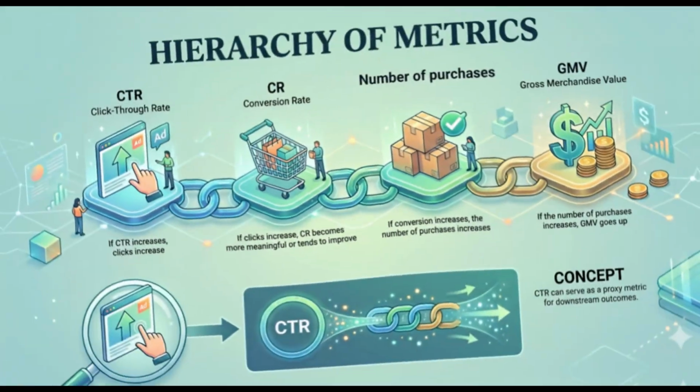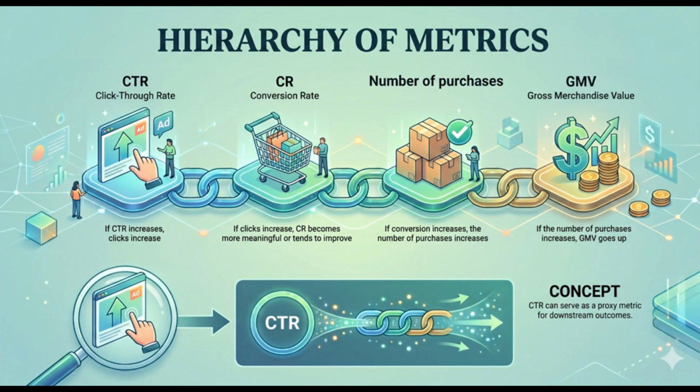And this is exactly the concept of hierarchy of metrics, meaning, if CTR increases, clicks increase. If clicks increase, CR, conversion rate, becomes more meaningful or tends to improve. If conversion increases, the number of purchases increases. If the number of purchases increases, GMV goes up. So CTR can serve as a proxy metric for downstream outcomes.